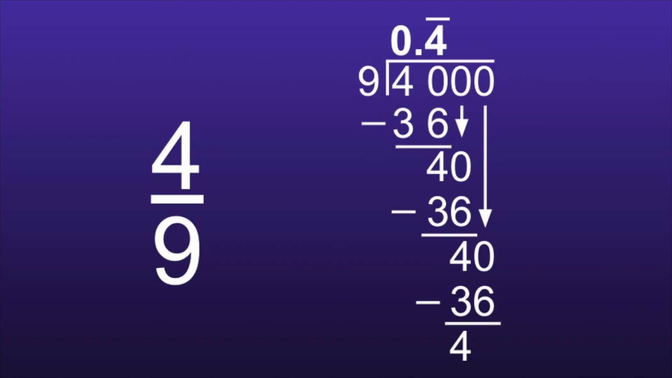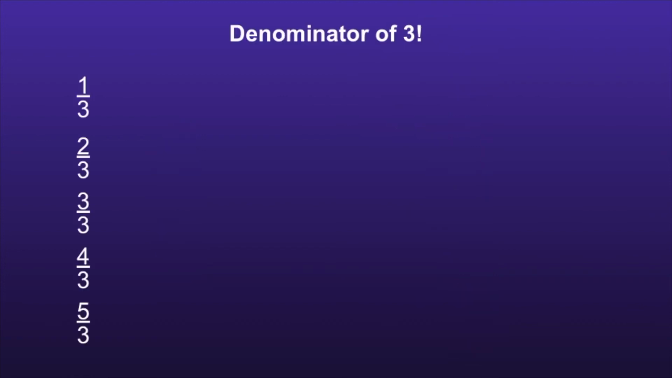So you might be thinking, this is a lot of work, and I'm a middle school student, so I don't want to do work. Well, you're in luck, because I have a couple tricks that I'm going to teach you that are going to save you some time. The first one is the denominator of 3. So you notice we have 1/3, 2/3, 3/3, 4/3, and 5/3. Let's see what these are equal to as decimals.